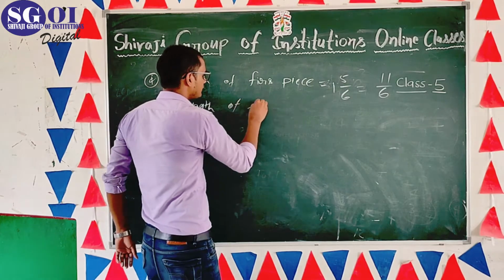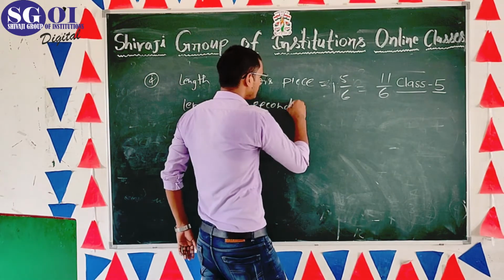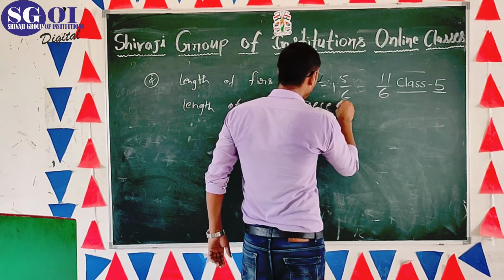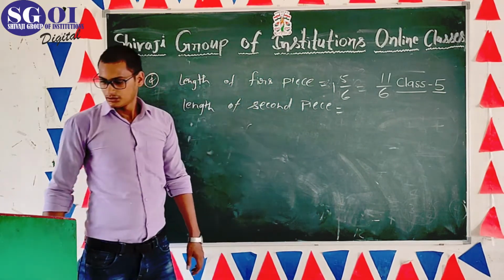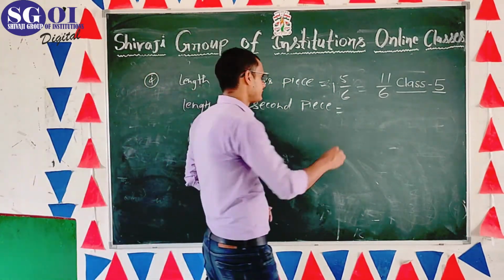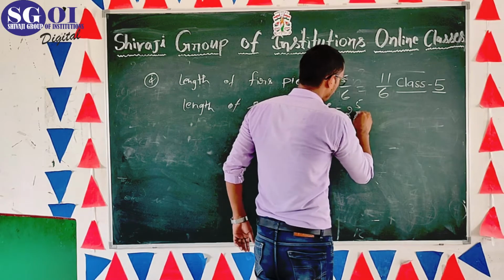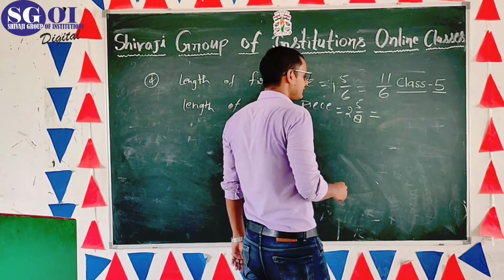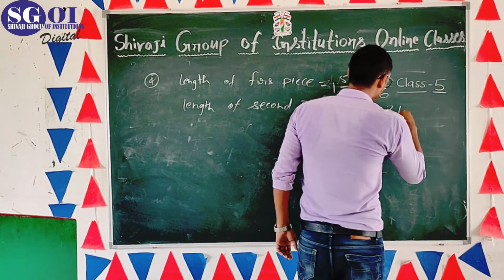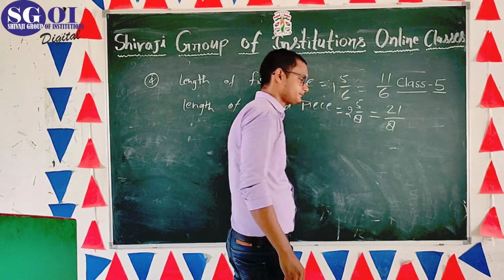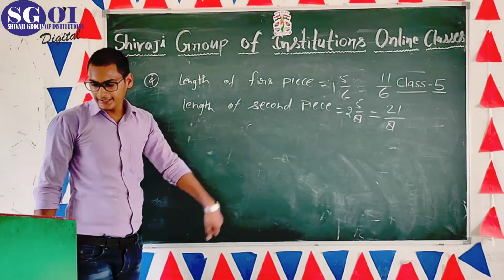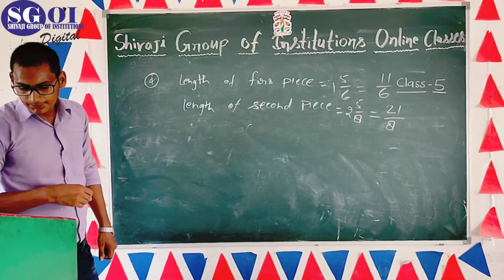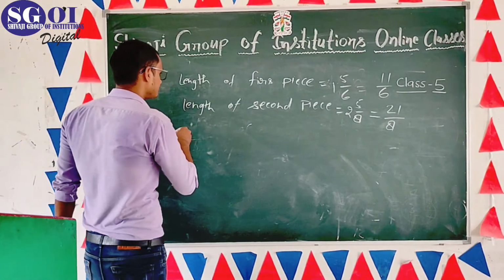Length of the second piece is equal to 2 whole 5/8. 2 whole 5/8 is equal to 8 times 2 is 16, and 16 plus 5 is equal to 21/8.